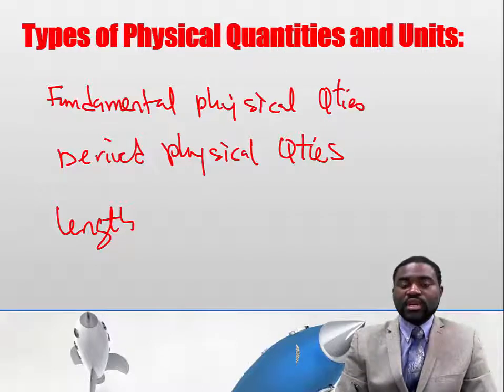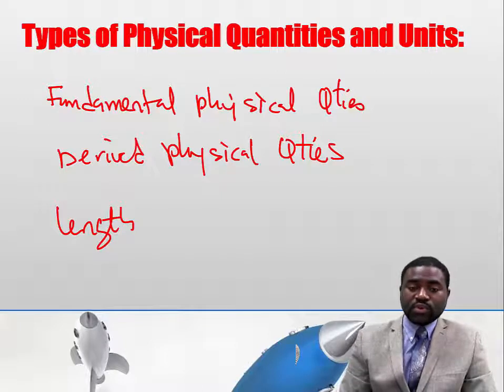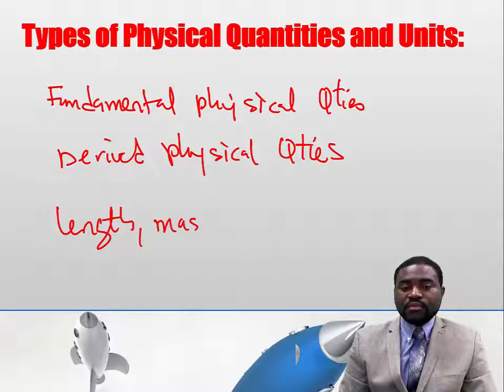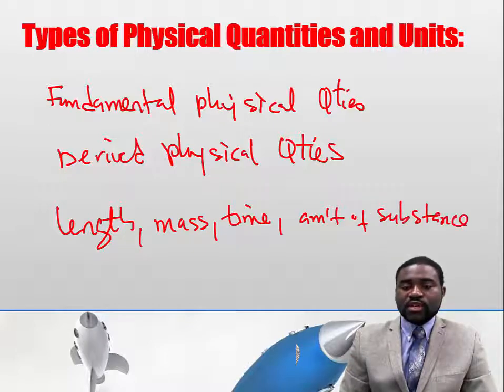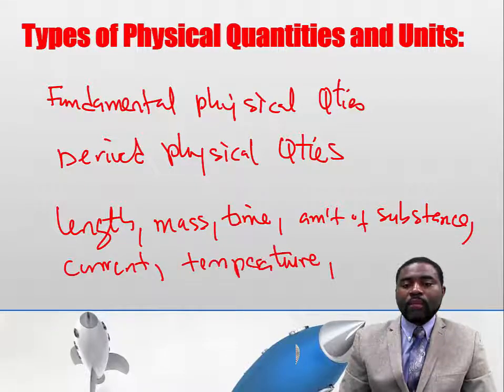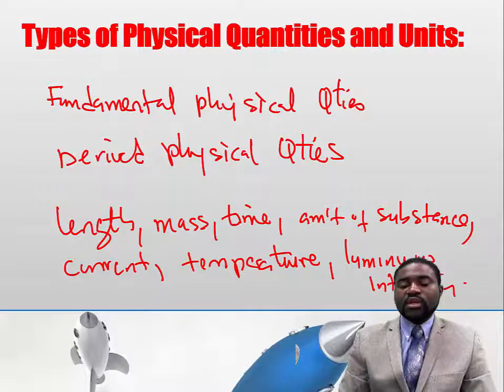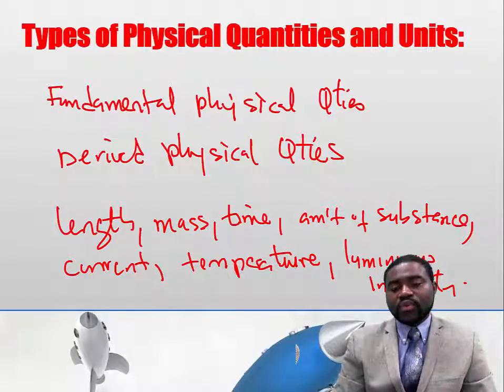As a matter of fact, there are 7 fundamental physical quantities. You have length, mass, time, and the amount of substance. You've met this in chemistry. You have electric current, temperature, and luminous intensity. So there are 7 base quantities: length, mass, time, amount of substance, electric current, temperature, and luminous intensity. What this means is that there are 7 base units.